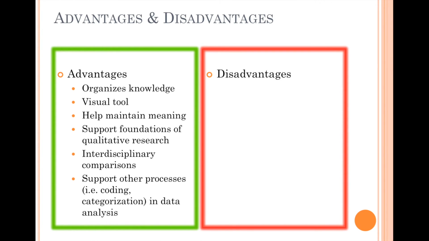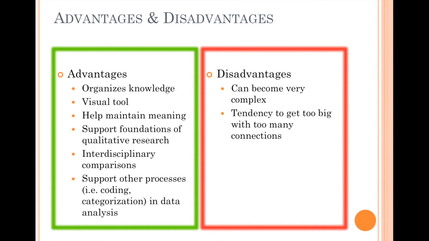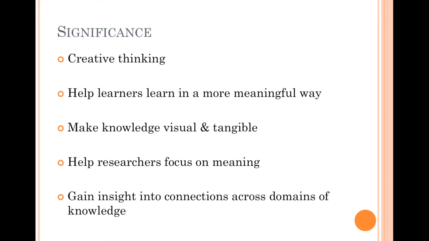The shortcomings of concept mapping are that the maps can end up being very complex. There's a tendency for them to get too big, and some connections may end up being far-reaching or even false. Overall, concept mapping is used in research and learning to promote creative thinking, help learners learn by representing knowledge in a visual way, help researchers focus on meaning, and connect seemingly different domains of knowledge.